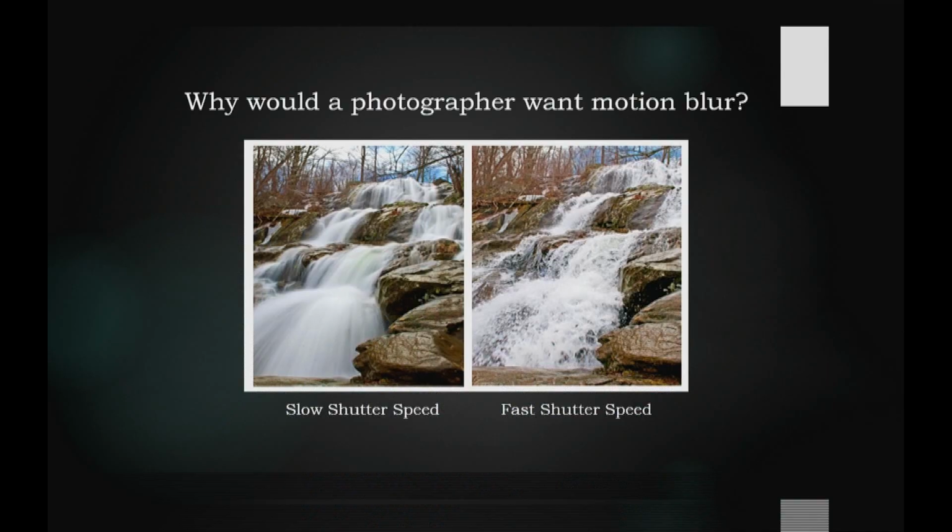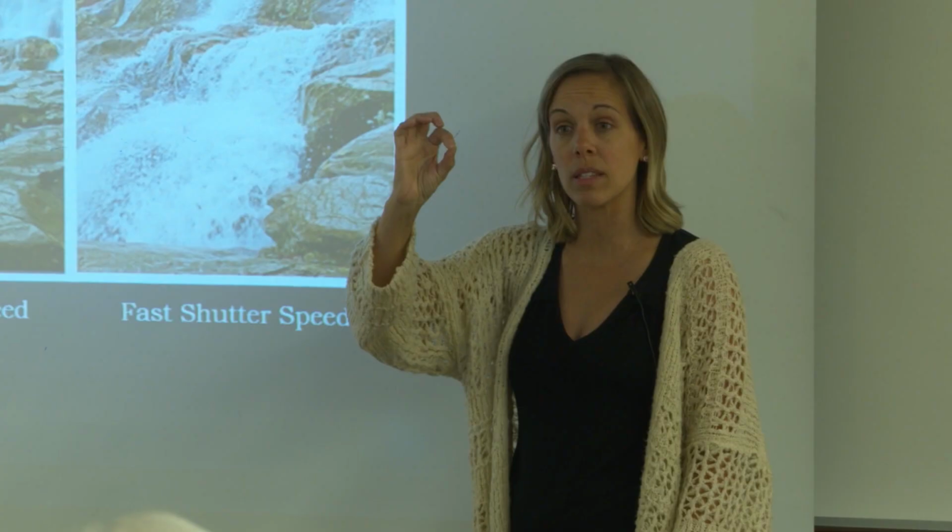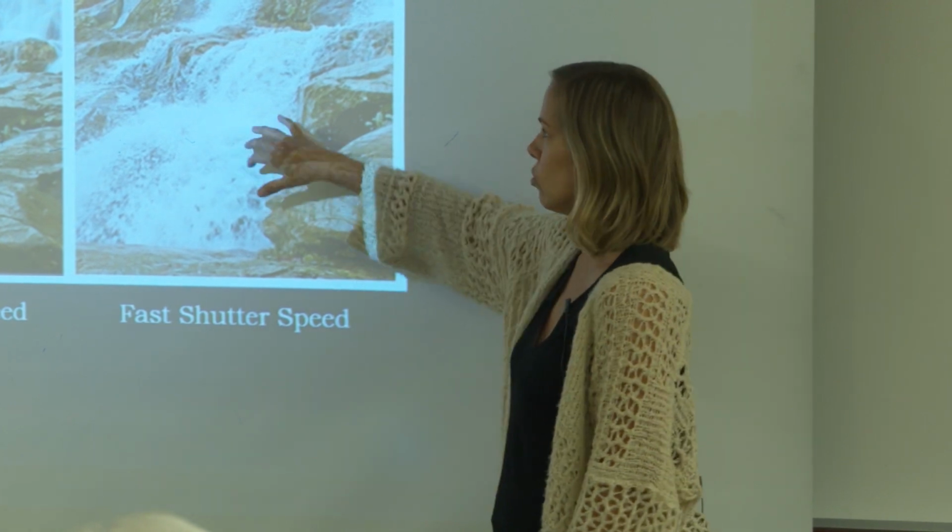Okay, so why would we want to blur motion? Why would you want a blurry photo? Well, here, if you look at the waterfall, the rocks are obviously not moving, but the water is, so it's blurring the movement of that water to look like a nice cascade. Whereas if you increase that shutter speed, it's going to freeze each little drop of water there. So that's one place where we might want a slow shutter speed.